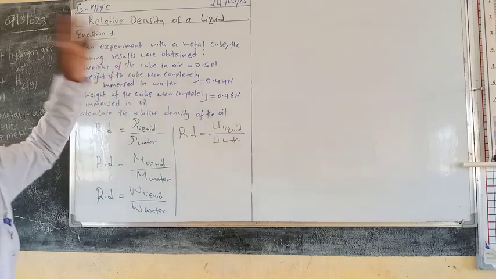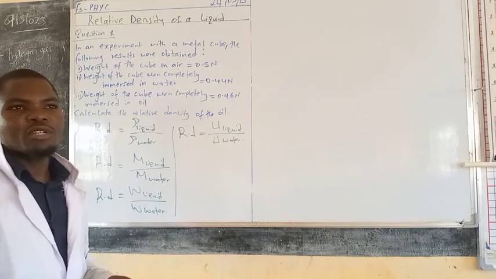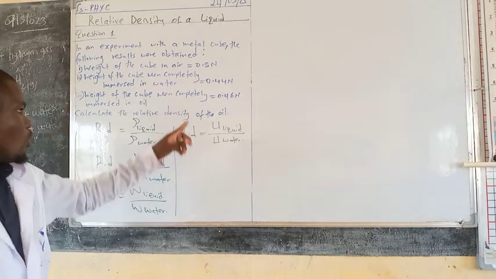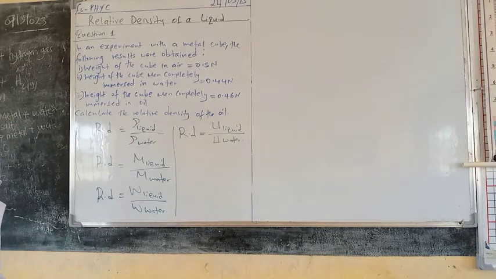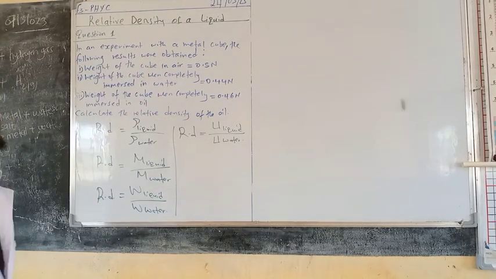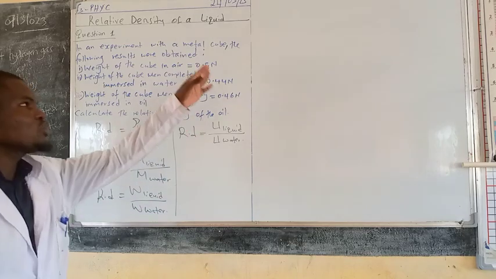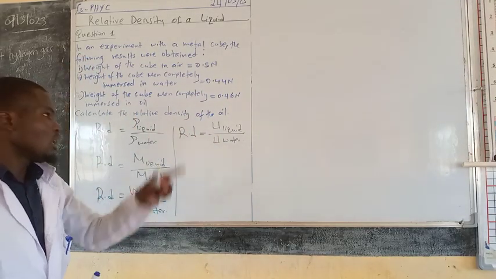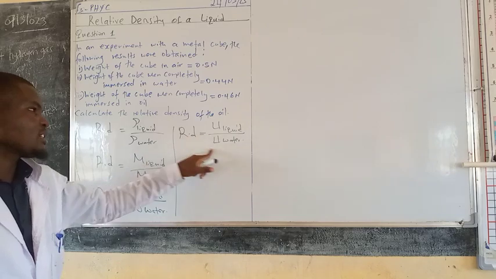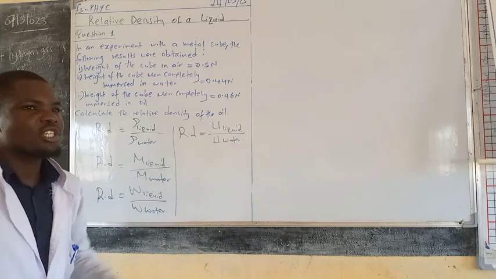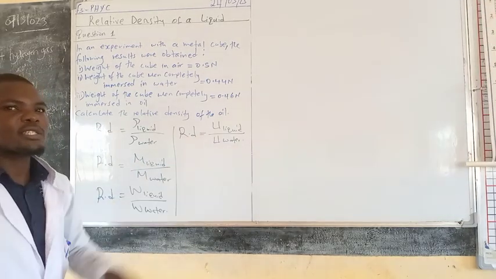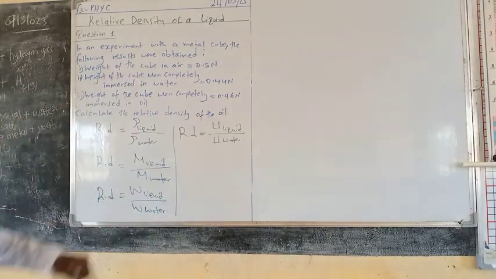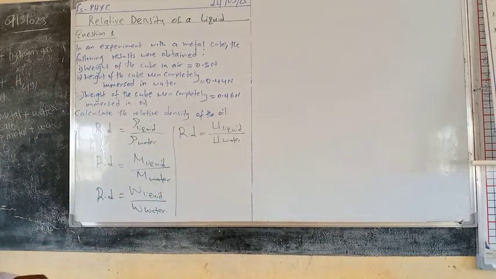So, the variables which are given in the question will determine what expression we will use. For our case, we have the weights, and we can use the weights to find upthrust. So this expression suits our question very well. We are going to use this expression to calculate the value of relative density.